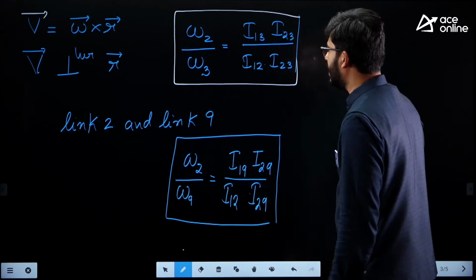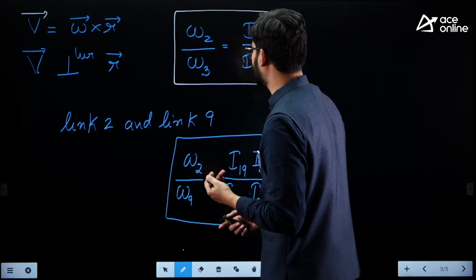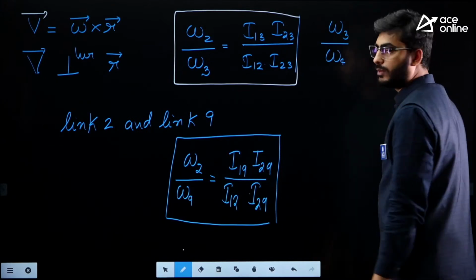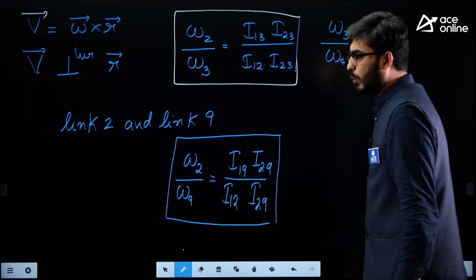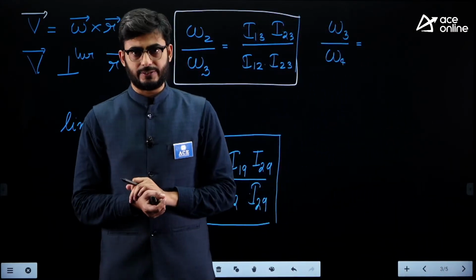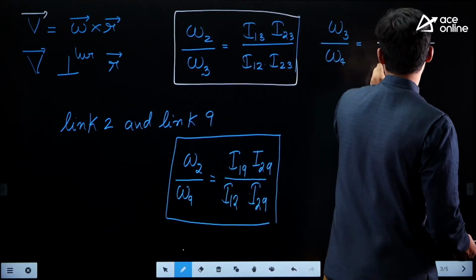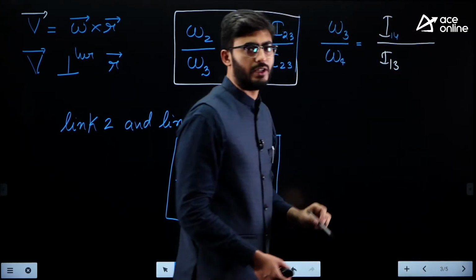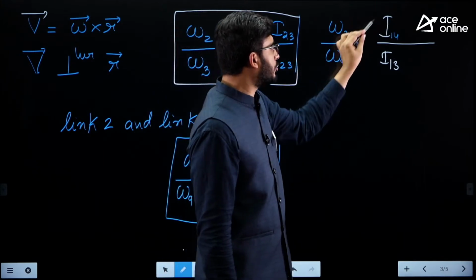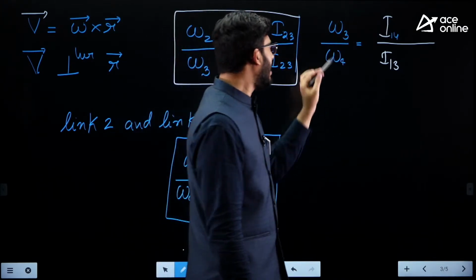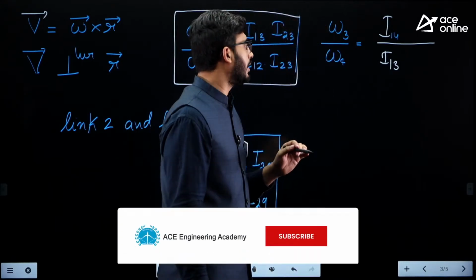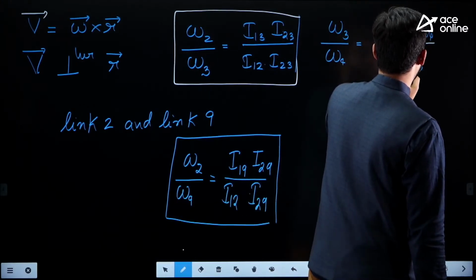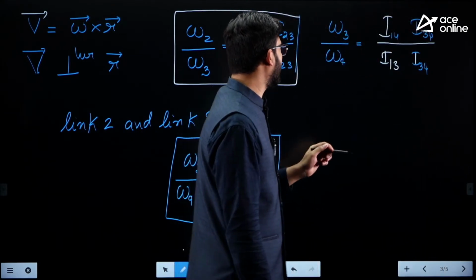Similarly, guys, we can make use of this for writing the angular velocities for links 3 and 4 also. Omega 3 by omega 4. For this also we can write, but first we need to mark the centers of rotation. For 3, it will be I13, and for 4, it will be I14. If omega 4 is in the denominator, I14 should be on the other side, in the numerator. And the relative I center of these two links is I34, and this is also I34. This is how we can write.